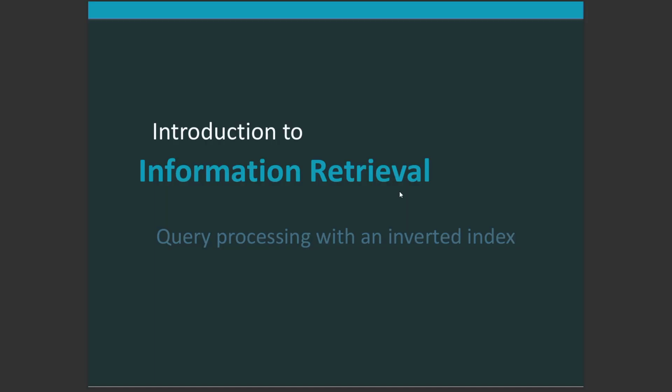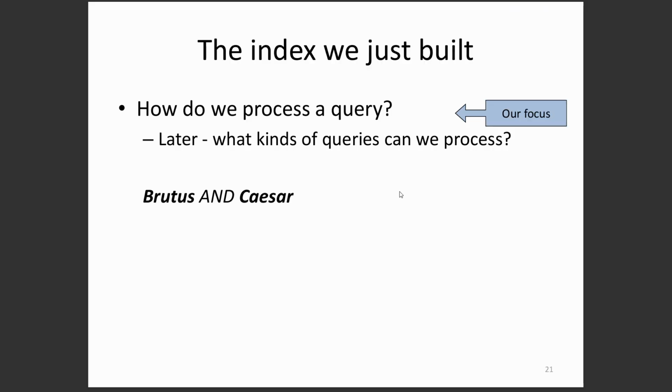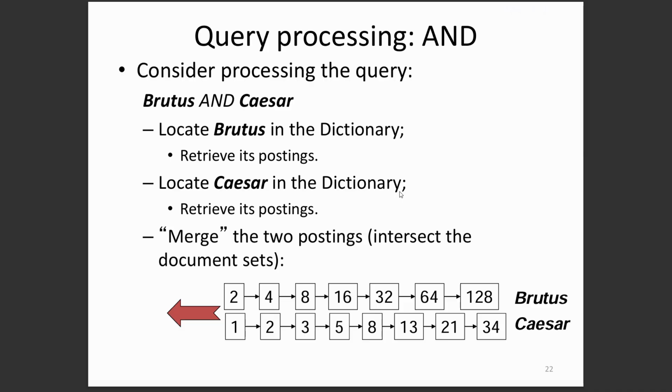Now we come to query processing with an inverted index. How do we process a query? Consider the query given by a user: Brutus and Caesar. Locate Brutus in the dictionary and retrieve its postings. Locate Caesar in the dictionary and retrieve its postings. And now merge them using the merge algorithm. I'll explain the merge algorithm. The first posting list indicates the document IDs in which Brutus is present, and the second indicates the document IDs in which the word Caesar is present.